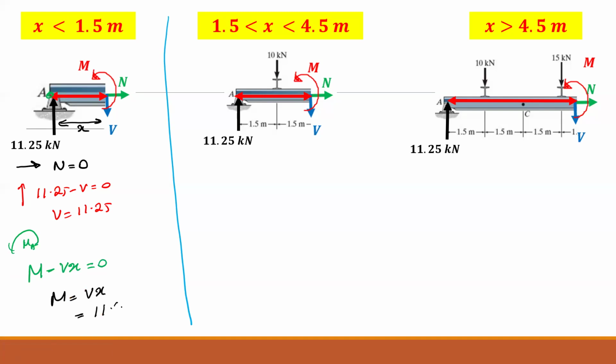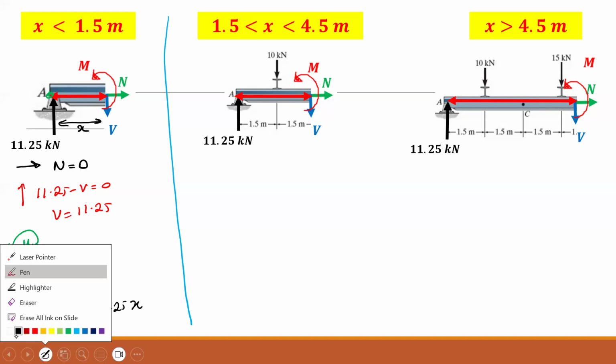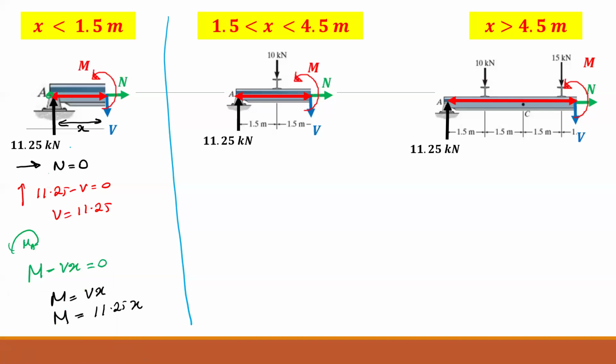We already know 11.25x. So you can see from x equal to 0 to 1.5, axial force is 0. Shear force is a constant, which is 11.25 kilonewtons. And the bending moment is not a constant, it is changing linearly. So our x is changing from 0 to 1.5. When x is equal to 0, our bending moment is 0. When x is equal to 1.5, bending moment is something else. So it is a straight line, changing with x.